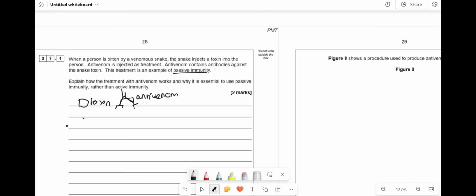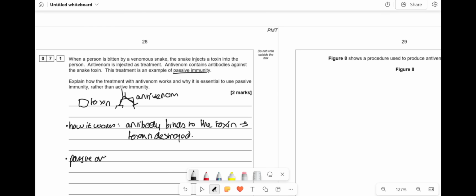So let's talk about how it first works. Only 28% of people manage to actually get this. Literally write down and work through what the question says. The anti-venom is antibody. So the antibody binds to the toxin. The toxin is the antigen, and then eventually the toxin is destroyed. And then, why passive over active?